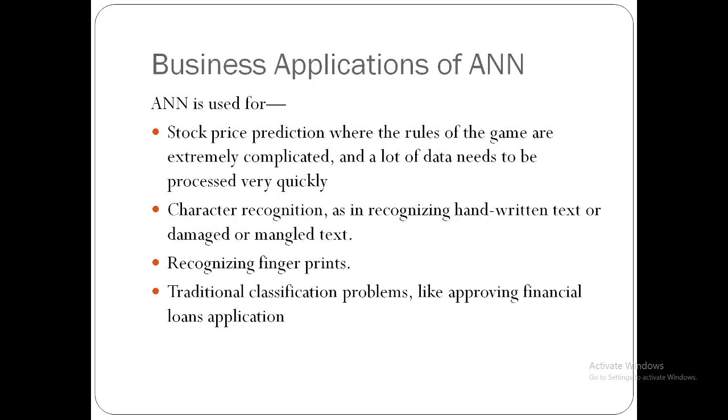Next is the business applications of an ANN. ANNs are used for stock price prediction, where the rules of the game are extremely complicated and a lot of data values need to be processed very quickly. See, in stock price prediction, every second the value of the stock prices will be increasing or it may be decreasing. Predicting that is very difficult.